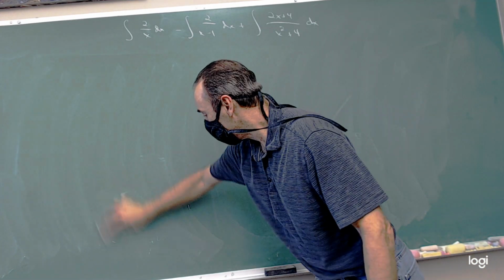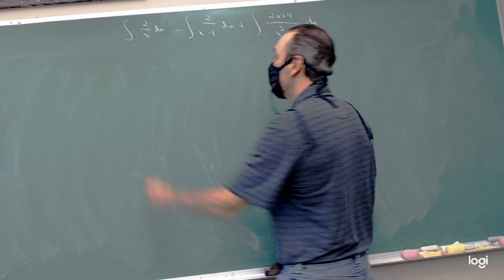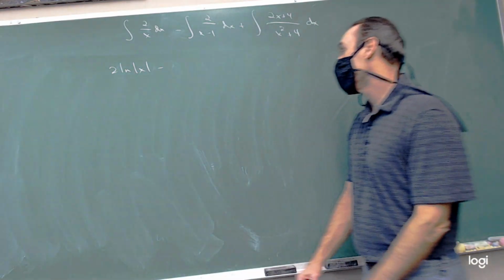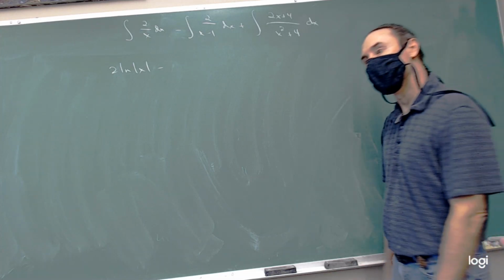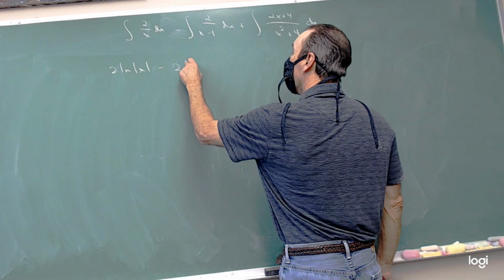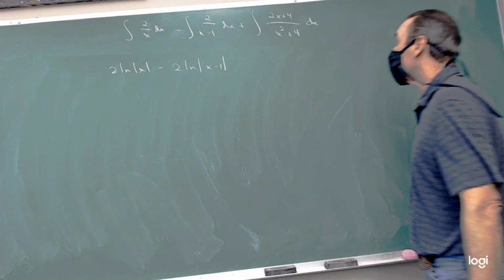Okay. First one, pretty straightforward. That integral is going to be what? 2 natural log absolute value of x minus, waiting for it. Nice. Now it gets more complicated.